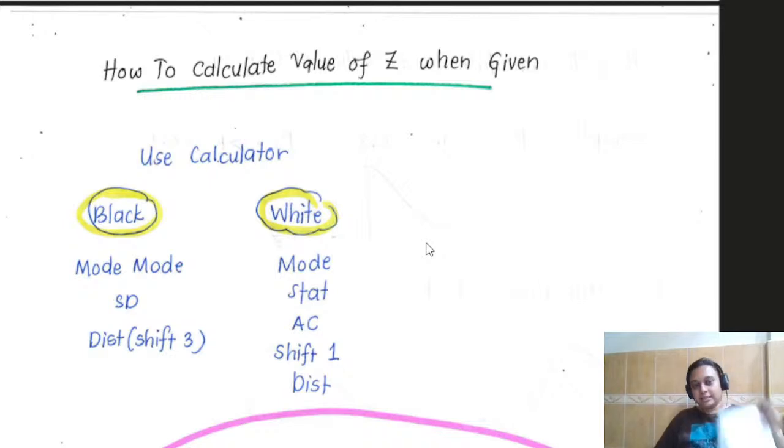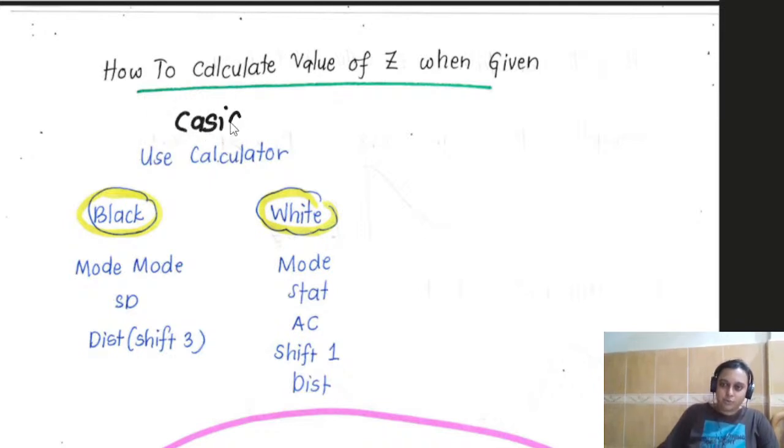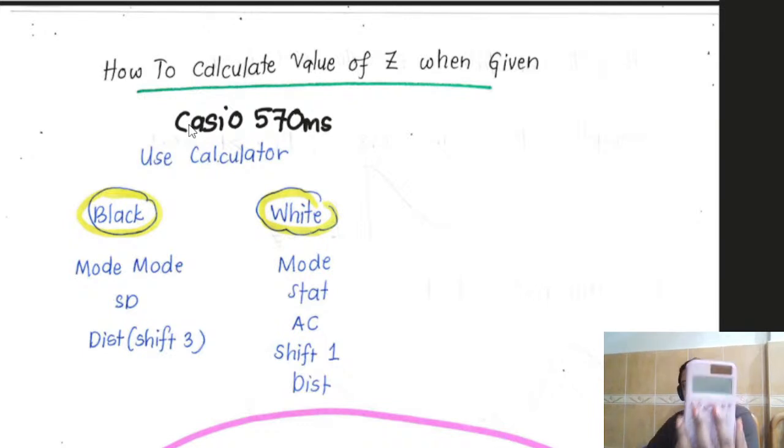Okay, got calculator manual there. Teacher ada bagi manual. Okay, this black one is for Casio, 570 MS, something like that. Okay, the black one. The white one can look something like this also, okay.